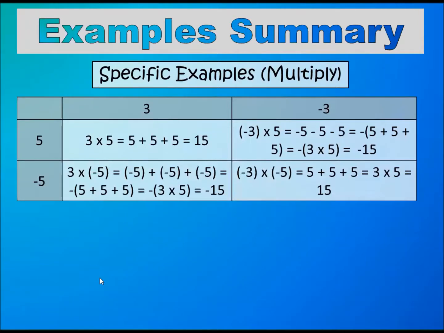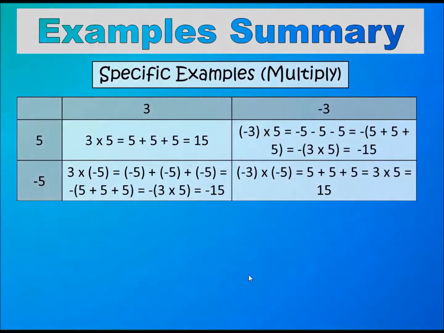Negative 3 times negative 5 is equal to 5 plus 5 plus 5, which is equal to 3 times 5, which is equal to 15. So both 3 times 5 and negative 3 times negative 5 are positive, and 3 times negative 5 and negative 3 times 5 are negative.